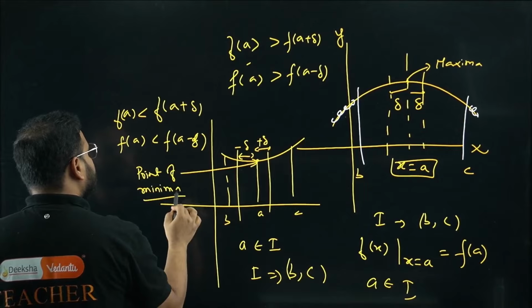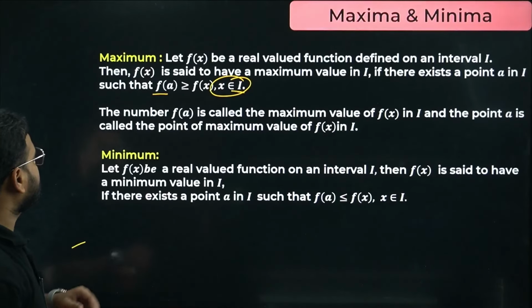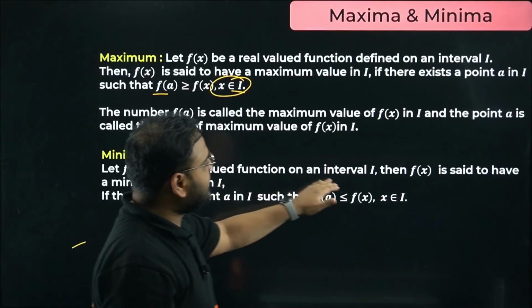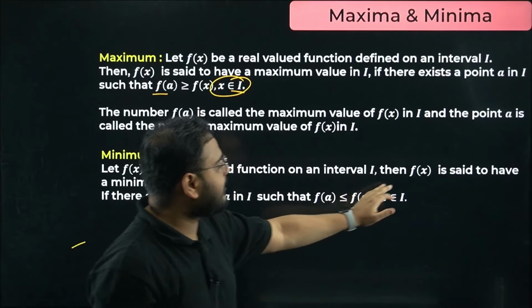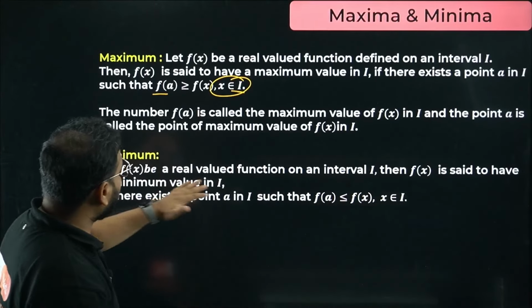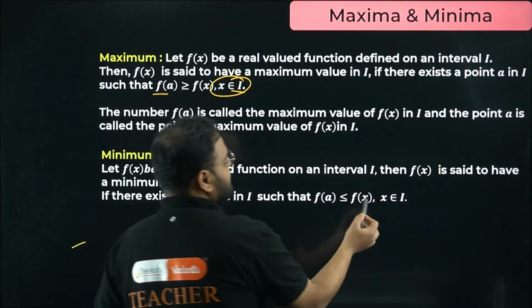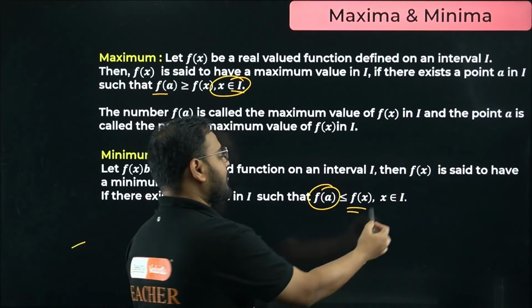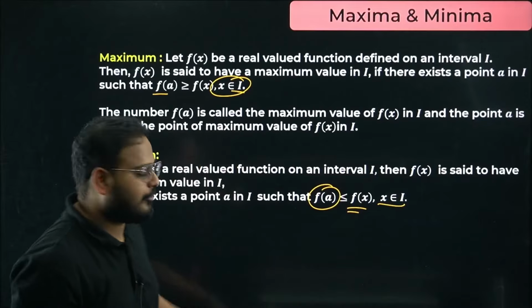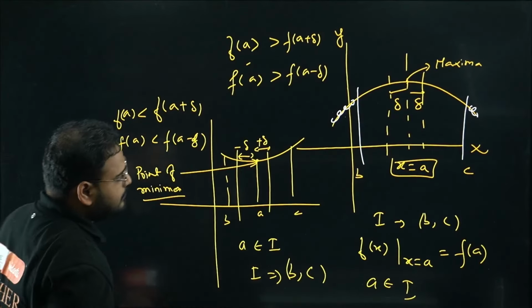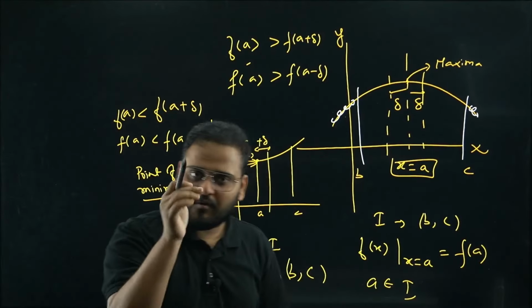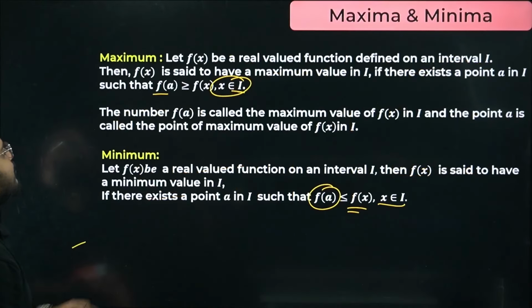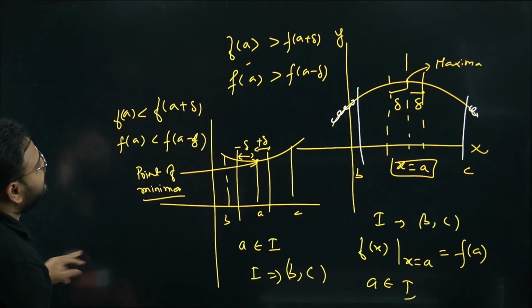I hope this is clear. Please check. So f(x) is a real valued function on an interval I, and f(x) is said to have a minimum value if f(A) is less than f(x), where x is from the interval I. Here I've taken the interval as B to C. I hope this makes sense to you. If you have a doubt in this part as well, let me know in the comment section. Okay, let's move on now.